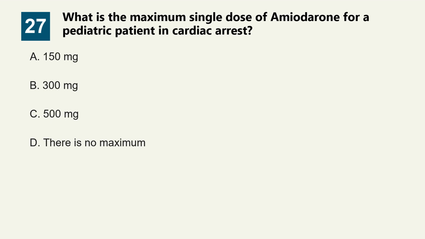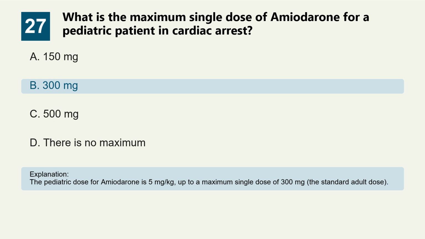Question 27. What is the maximum single dose of amiodarone for a pediatric patient in cardiac arrest? Option A. 150 mg. Option B. 300 mg. Option C. 500 mg. Option D. There is no maximum. The correct answer is option B. 300 mg. The pediatric dose for amiodarone is 5 mg per kilogram, up to a maximum single dose of 300 mg, the standard adult dose.